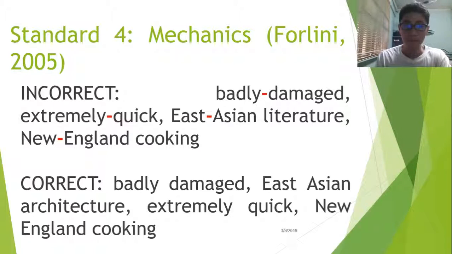But actually, because the two words, Anglo-American and Afro-Asian, they both refer to ethnicity. But in this example, East and New don't refer to any ethnicity. These are adjectives. That's why they need not be hyphenated. So I hope I have clarified the discrepancy.